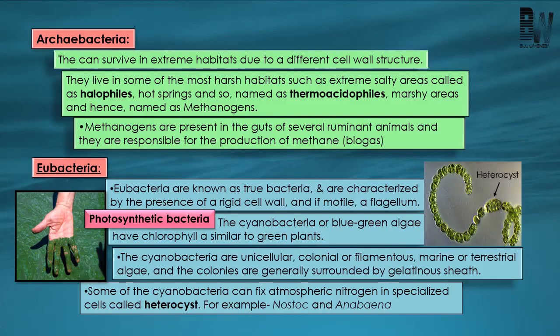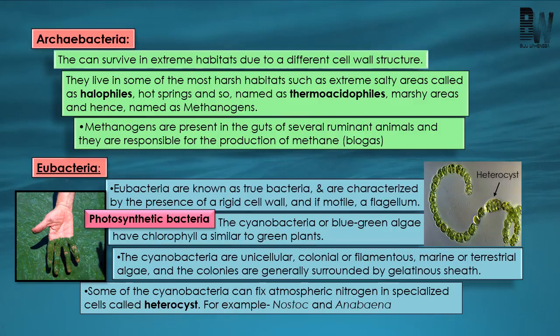One is photosynthetic bacteria, second one is chemosynthetic bacteria, and last one is heterotrophic bacteria. Now let's see some important features of photosynthetic bacteria. So these are the bacteria which can perform photosynthesis in presence of light. And here you can give the example of BGA, blue-green algae or cyanobacteria.